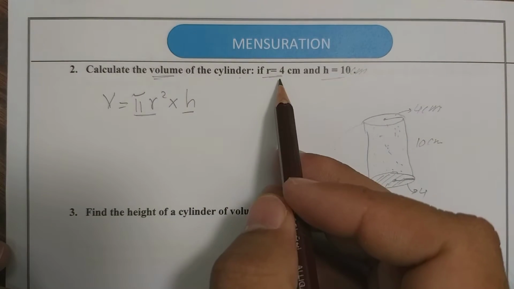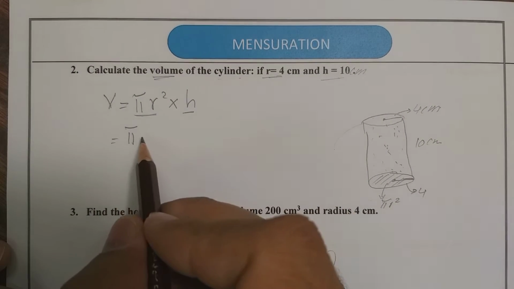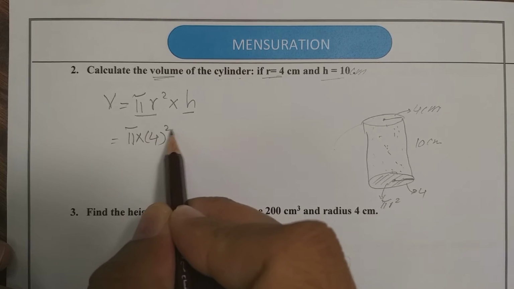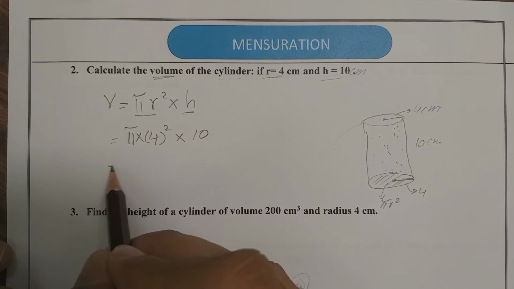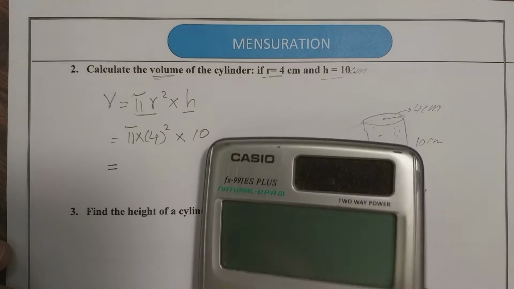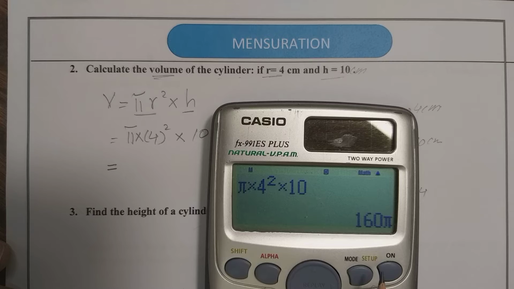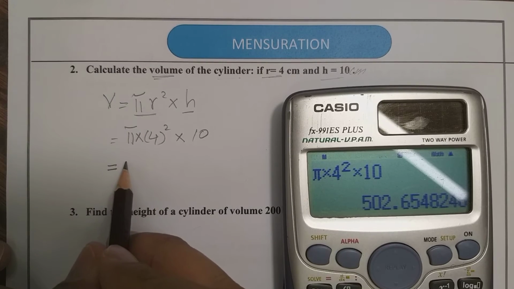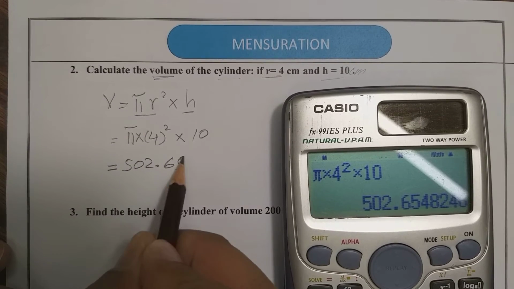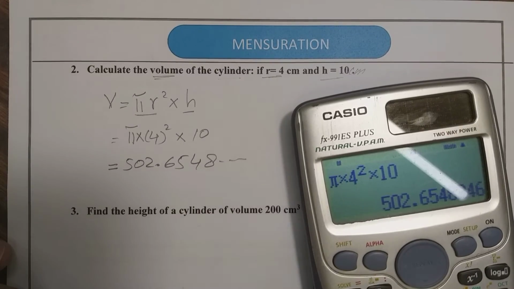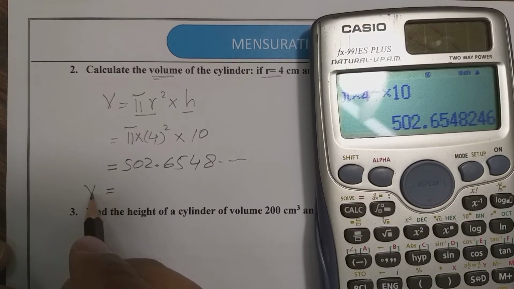So we can find the capacity of this cylinder. Just substitute the values you are given: pi times r equal 4 squared times the height, 10. Multiply them: 4 squared times 10. So you get 160 pi, but we need to write the answer in 3 significant figures. First, I'm writing 502.6548 and so on.